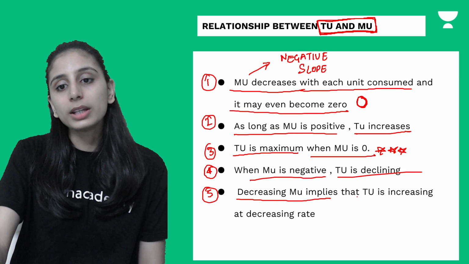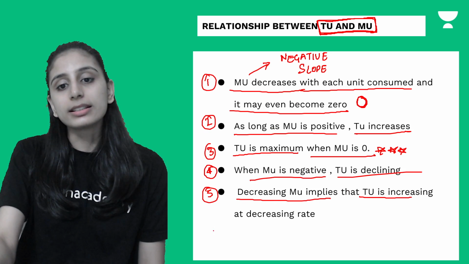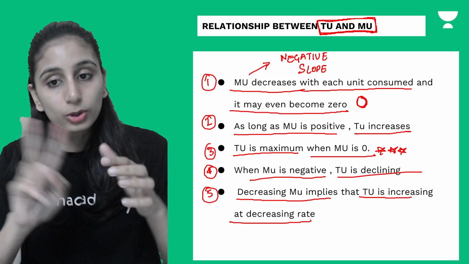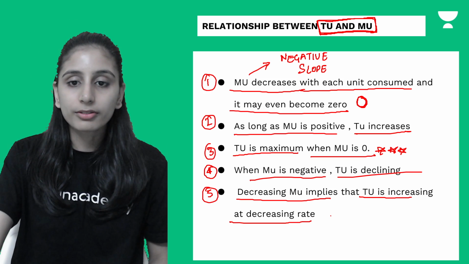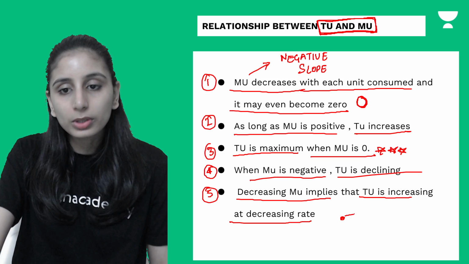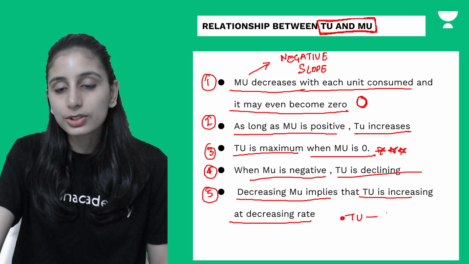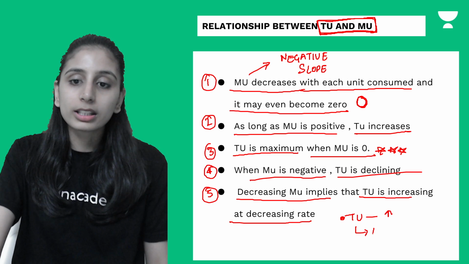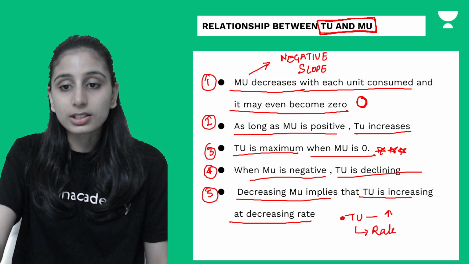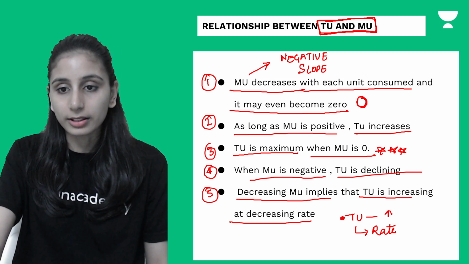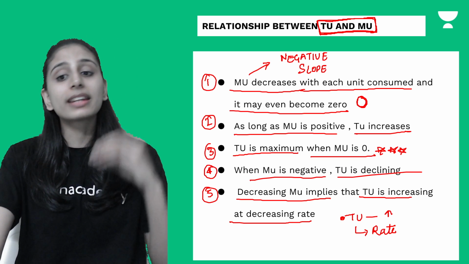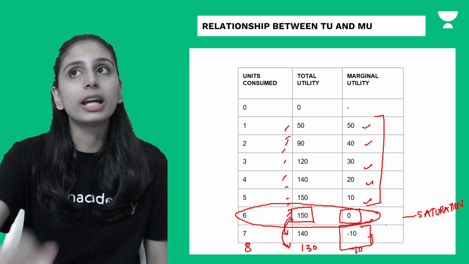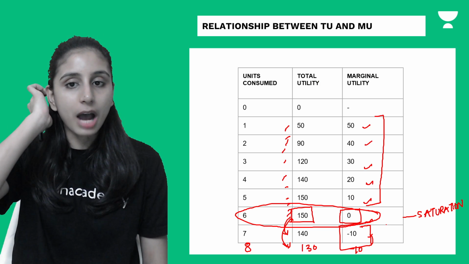Now let's look at the last point, which is decreasing MU implies that TU is increasing at a decreasing rate. Now there are two concepts, please pay attention. First is that TU is increasing. Now the second important thing to note here is the rate at which it is increasing. ठीक है. तो किस रेट पे TU इंक्रीज हो रहा है? TU हमेशा जो डिक्लाइनिंग रेट है वहां पे इंक्रीज हो रहा है.